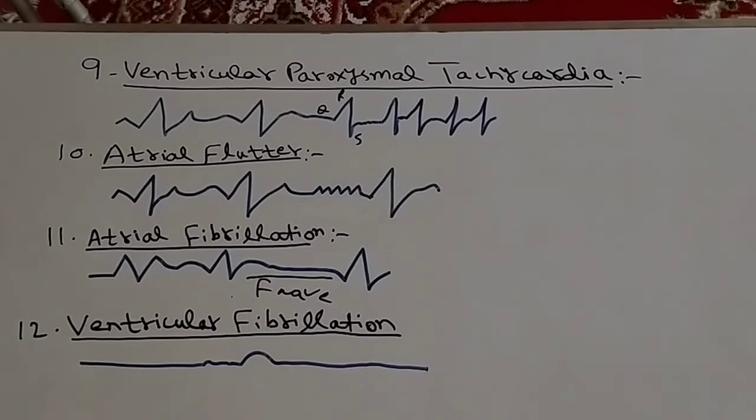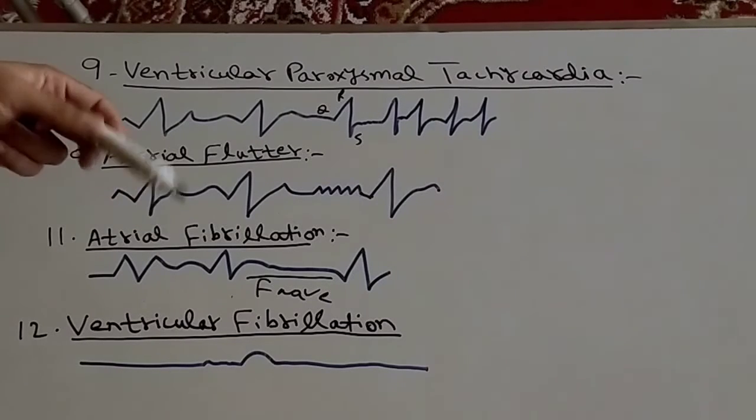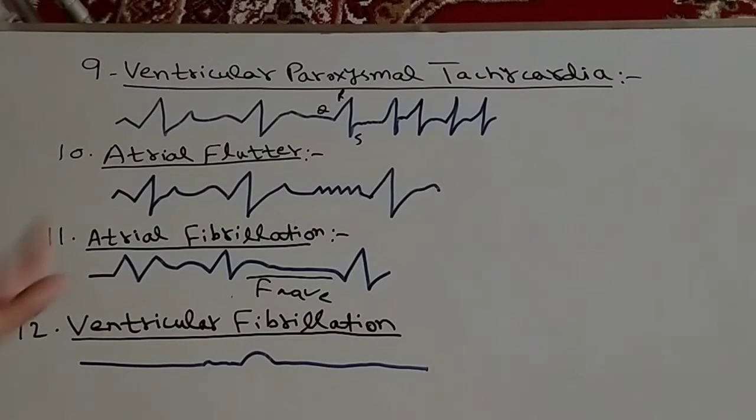Now talking about ventricular fibrillation. Again there are multiple ectopic pacemakers present in the ventricles which are causing this ventricular fibrillation, and you cannot see the proper QRST complex. So the wave would be abnormal. Why? Because of the presence of the ectopic pacemakers.